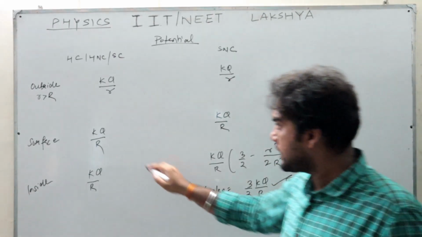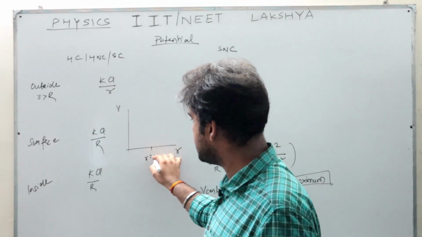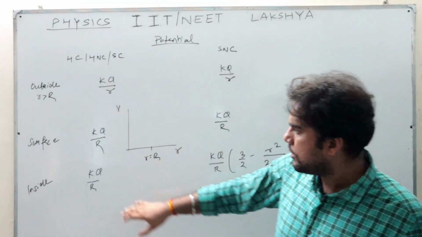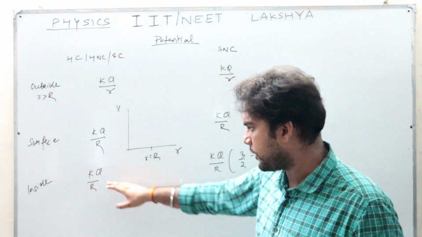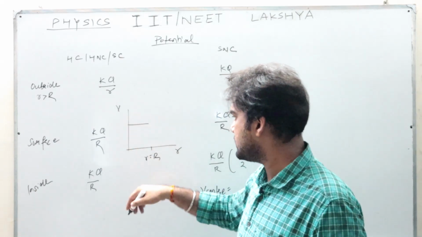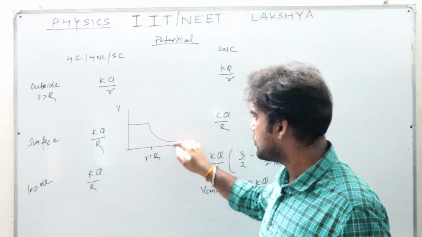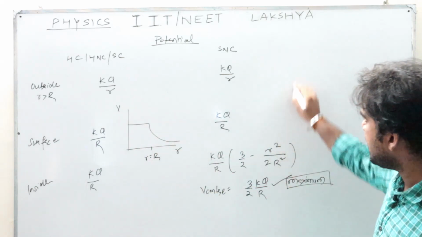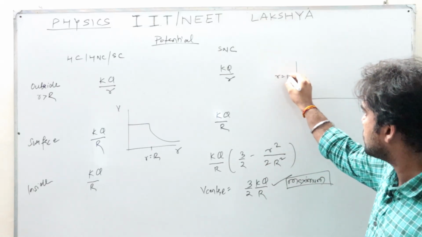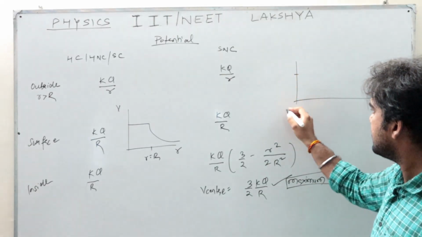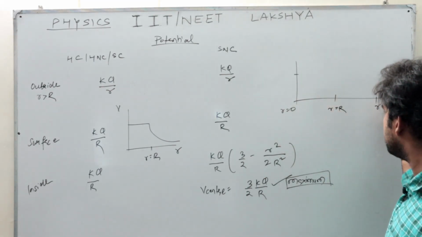As far as graphs are concerned, for this potential and distance I have already drawn. Once again I can give. So for the inside point, from the center to the radius R, the potential is the same, KQ by R, which is this, and after that it is inversely proportional to r. So this is the graph. As far as solid non-conducting is concerned, here is r equals 0, r equals capital R, and of course r.